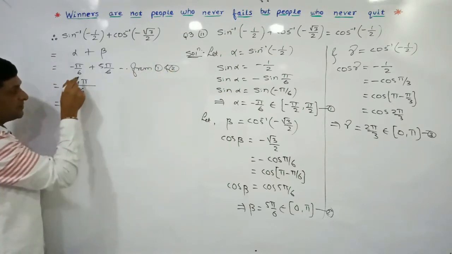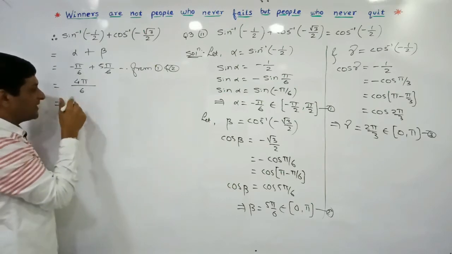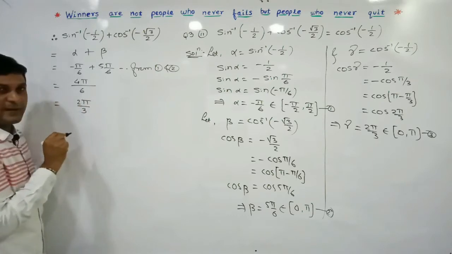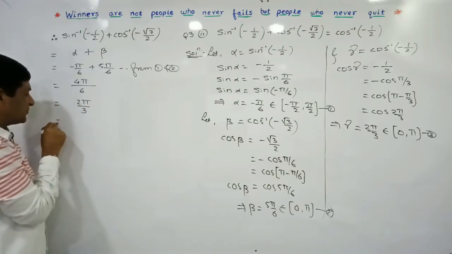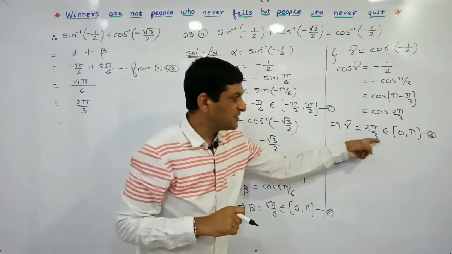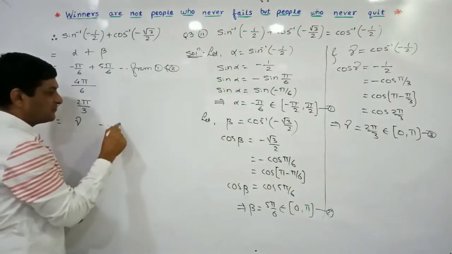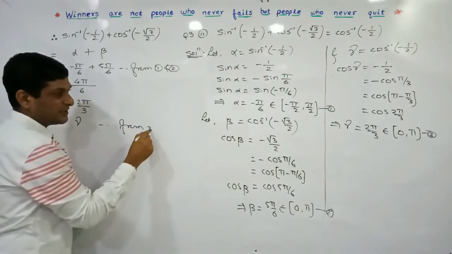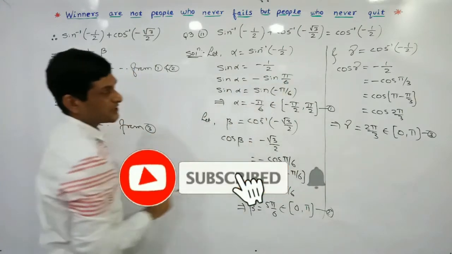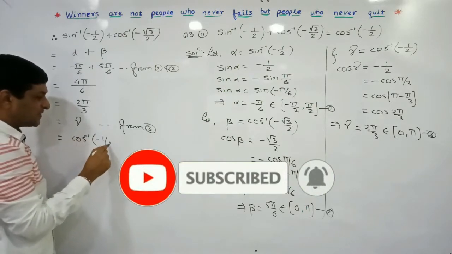So which is equal to, we can check that the numerator and denominator are both divisible by 2. If we divide the numerator by 2, we will get 2 pi, and if we divide the denominator by 2, we will get 3. So now we can observe that 2 pi by 3 is nothing but the value of what? Gamma. So 2 pi by 3 is the value of gamma from which equation? From equation number 3. But gamma is nothing but what? Gamma is equal to cos inverse of minus 1 by 2.